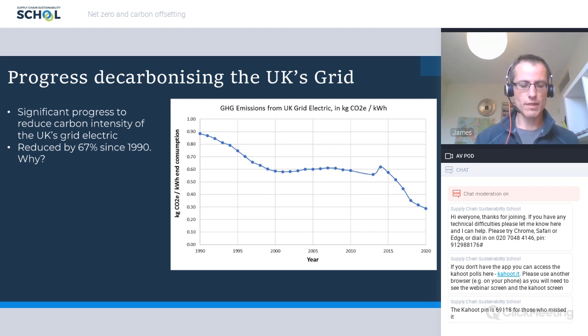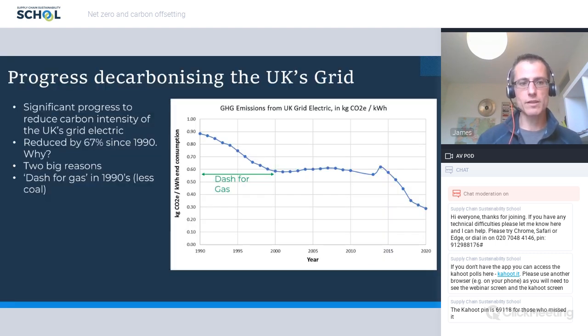This graph shows you the grid intensity, the carbon intensity of the UK's national grid. So what you see on the horizontal x-axis is years, clearly, and on the y-axis, going up the left-hand side, you can see the intensity, the carbon intensity per kilowatt hour of electricity generated. So that's denoted in kilograms of carbon dioxide equivalent generated. And you can see it's coming down steadily since 1990. So over the last 30 years, it's reduced by 2/3. But why? So the first big reason for that, it was the dash for gas in the 90s, moving away from coal predominantly and using more natural gas for our energy production.